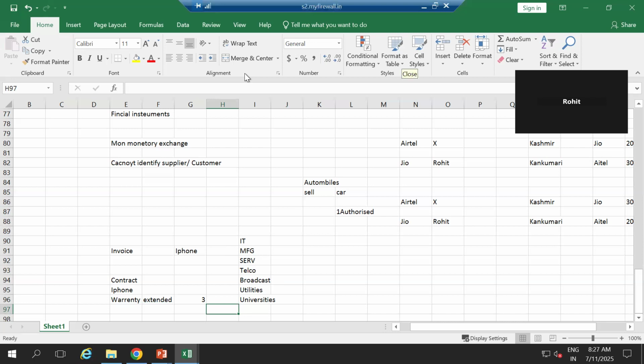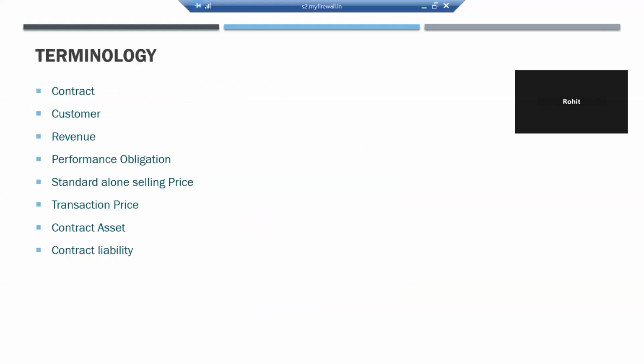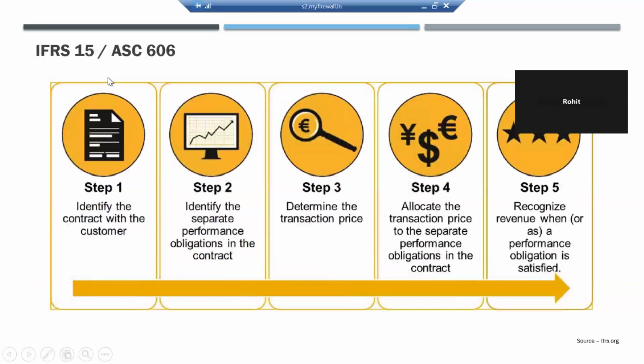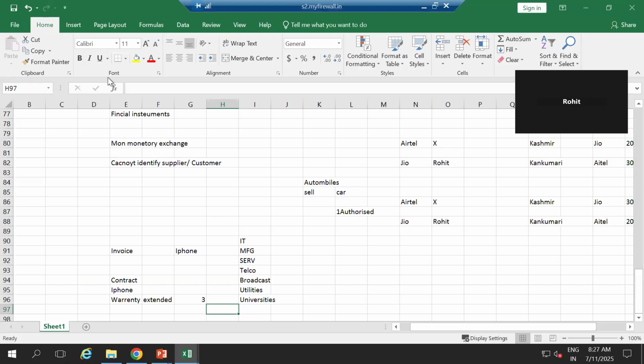Okay. I think somebody needs to drop. That's fine. We'll also stop because I think we are taking extra time. In the next session, we are going to discuss the entire terminology of IFRS step by step. Then we discuss a sample business use case and try to understand how IFRS 15 is actually different from your regular accounting standard. If everybody is okay, we'll stop it here, and in the next session we'll start with the terminologies.